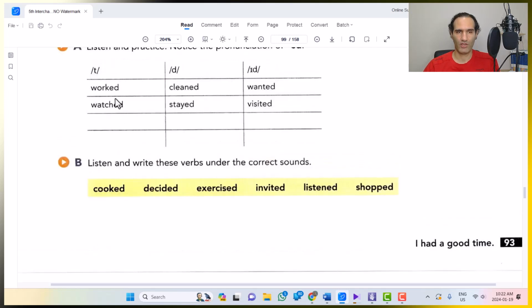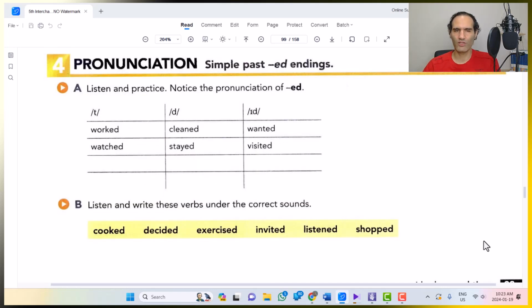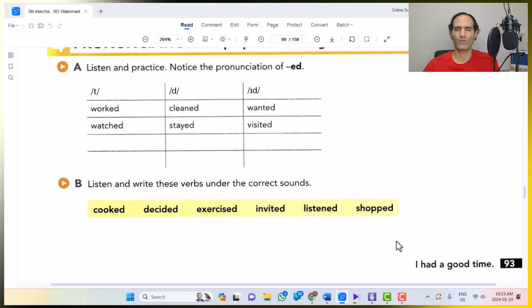Now, this part, you can easily say: cooked. Cooked. Because it is the k sound. Decided. Decided. This one, z. Exercised. T. Invited. N. Listened. Shopped. Shopped. Got it? You could never think that it would be so easy, right? But apart from the rules, your oral system pronounces it this way.